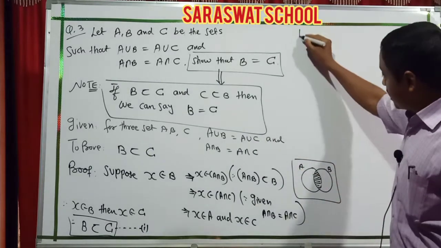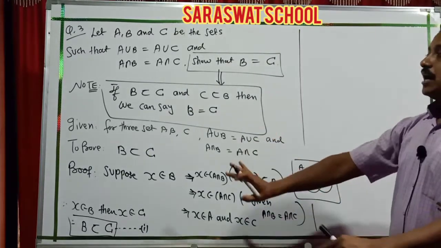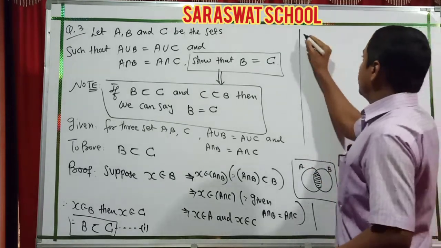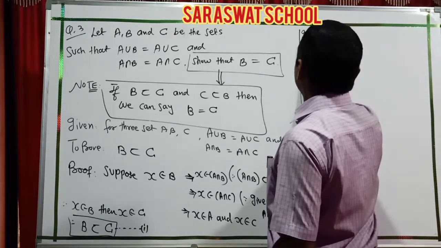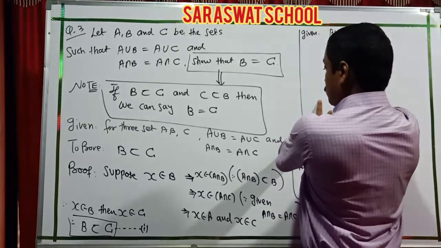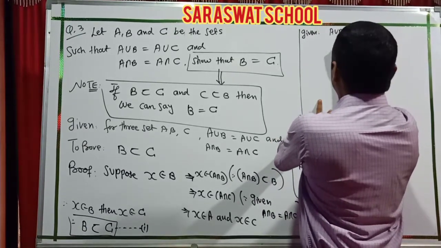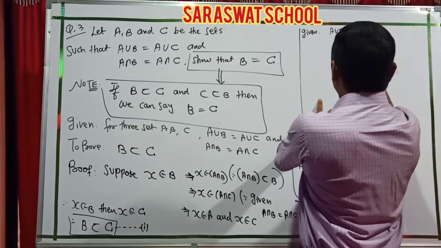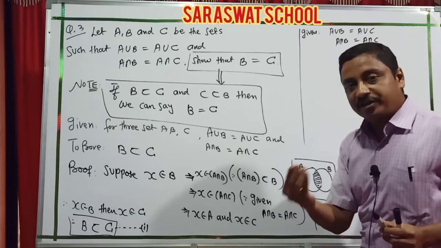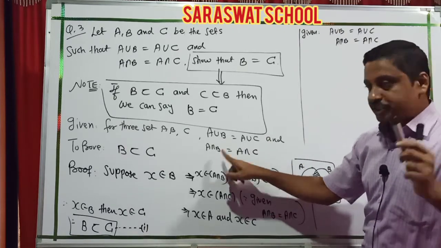Again, half the problem. I start from here, similarly. Here it is given the same: A union B is equal to A union C, and A intersection B is equal to A intersection C. Students, I will also explain the union part after that. First I explain only the intersection part.